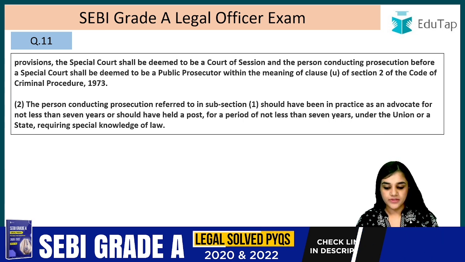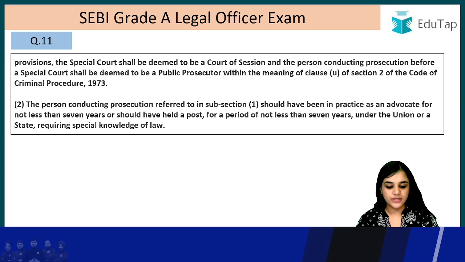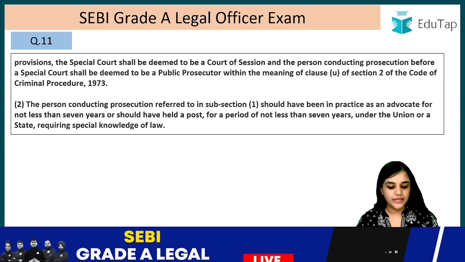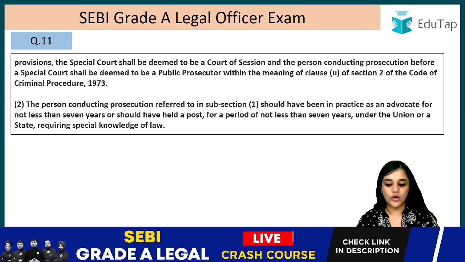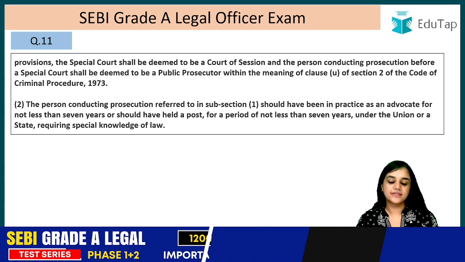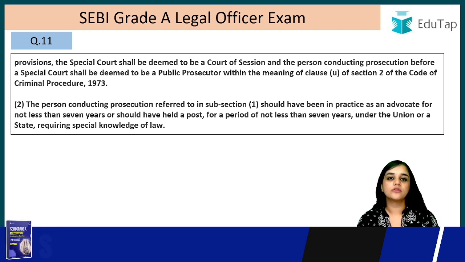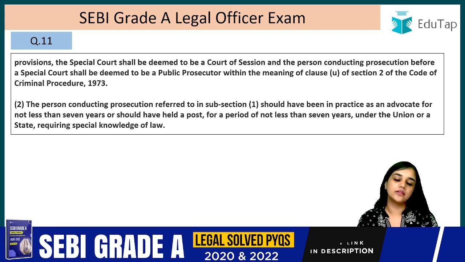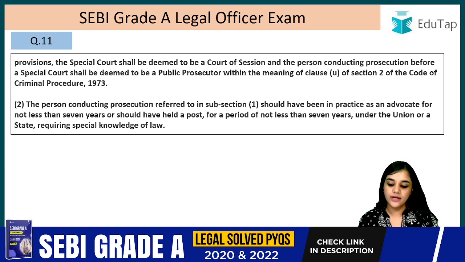Subclause 2. The person conducting prosecution referred to in subsection 1 should have been in practice as an advocate for not less than 7 years. So he should have minimum 7 years experience as an advocate, or should have held a post for a period of not less than 7 years in either the union or the state government, requiring special knowledge of law. Right?